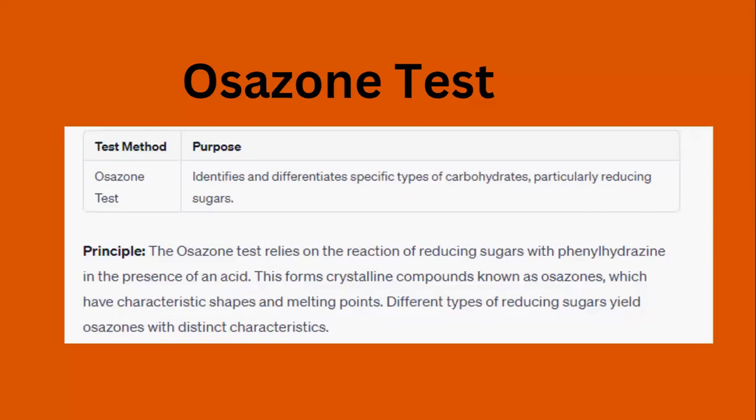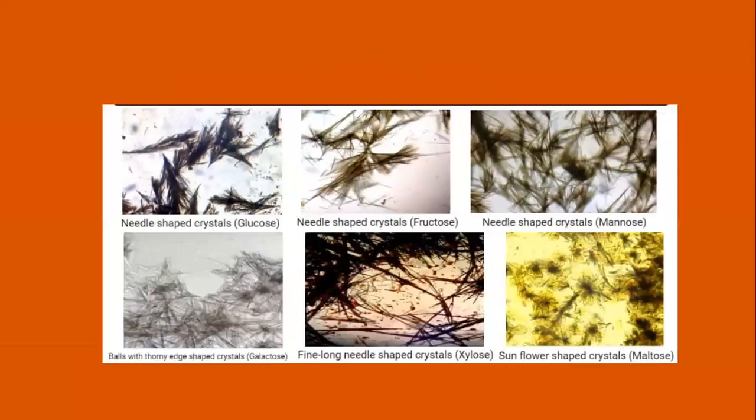Now this is a reaction of reducing sugars with phenylhydrazine in the presence of an acid, and it forms crystals called osazones. Please make note of this osazone, which has characteristic shapes. So where are these shapes formed? You can see this after the reaction, when crystallization happens, and then you look at the crystal inside a microscope. That is, you mount the sample on a microscope and you can see these types of images.